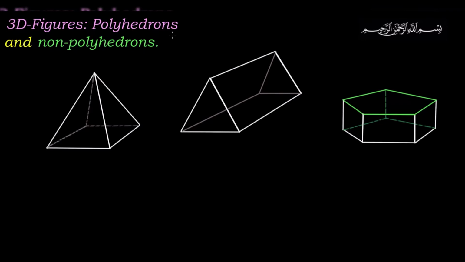Today I'd like to talk about polyhedrons and non-polyhedrons. So what are polyhedrons? Polyhedrons are three-dimensional geometric figures. We have three examples over here. This is an example of a polyhedron, this is an example of a polyhedron, and so is this.